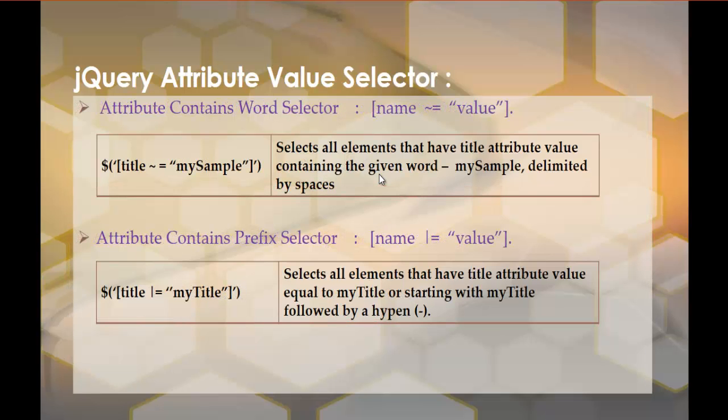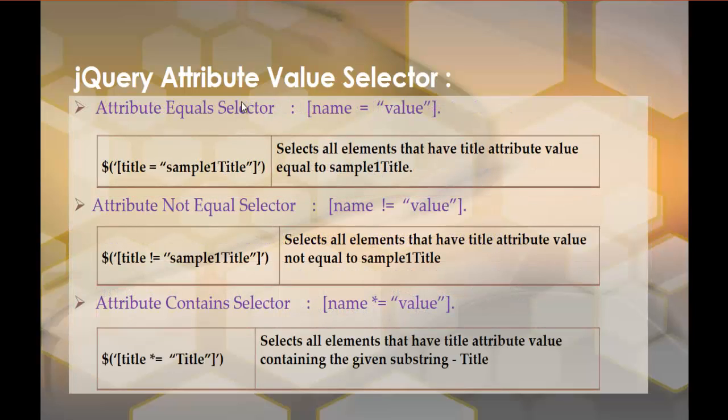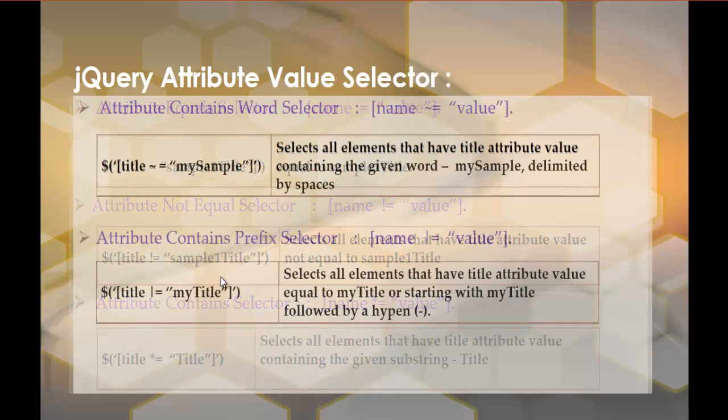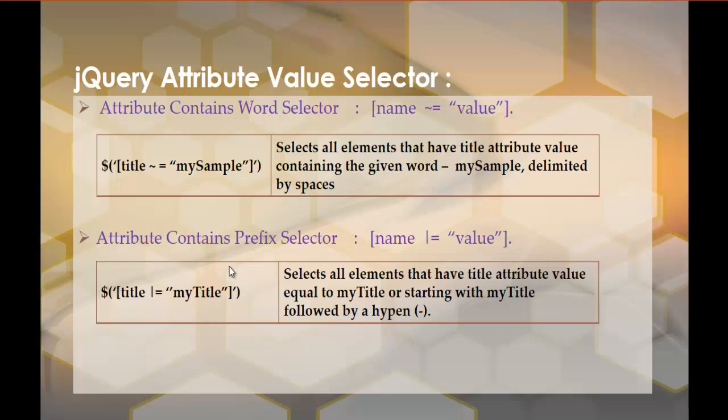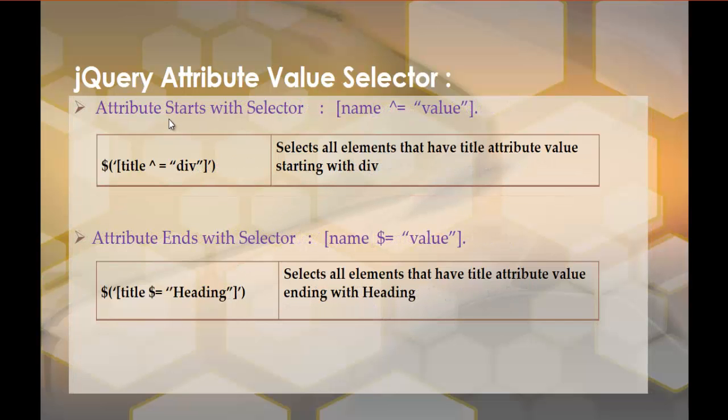So there are 7 attribute value selectors, which include equal selector, not equal, contains selector, contains word selector, contains prefix selector, starts with selector, and ends with selector. So we understood all these selectors very clearly as of now in this session, and thank you for listening.